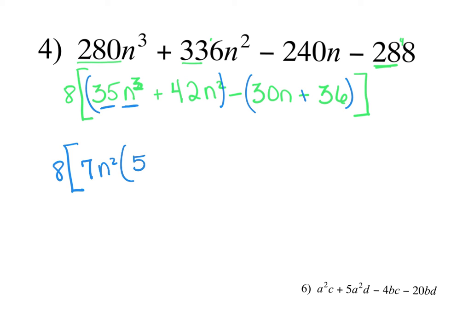And then I took 2 of my 3 n's, so I have 1 left over. 42 divided by 7 is 6, right? And I took both of those n's out. Now I'm on to my next group.